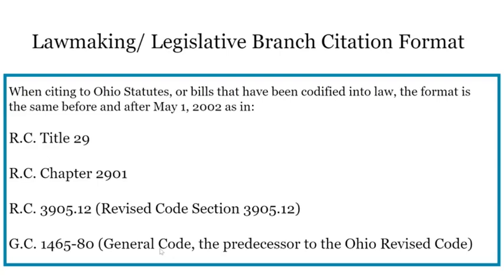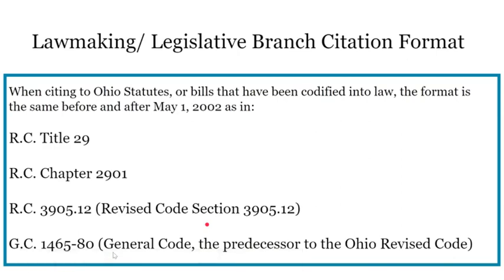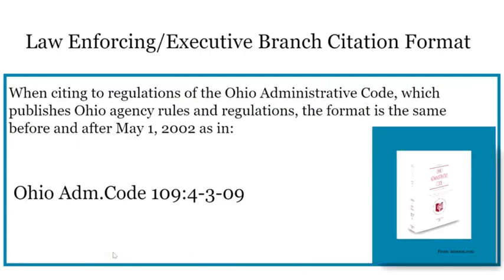When citing to Ohio statutes, or bills that have been codified into law, the format is the same before and after May 1st, 2002. There's 4 examples there. And as indicated on the screen, citations for codified laws or statutes can point to an entire title of the code, a chapter of the code, or a more specific section within it. So you'll see title here, chapter here, a revised code section here, and a general code there.